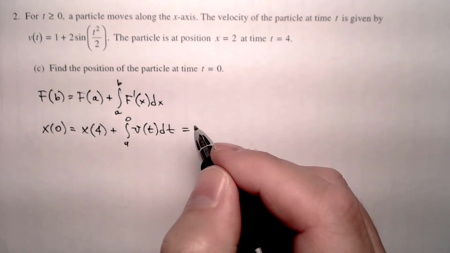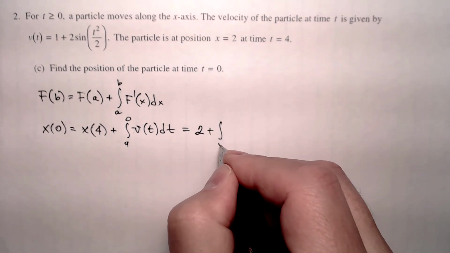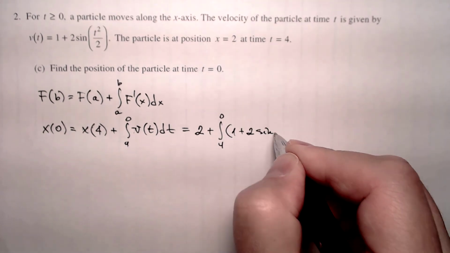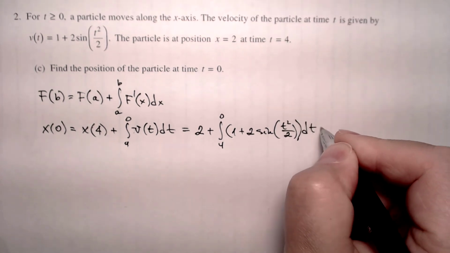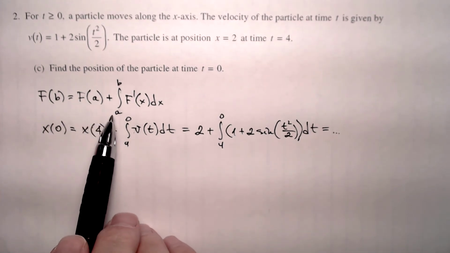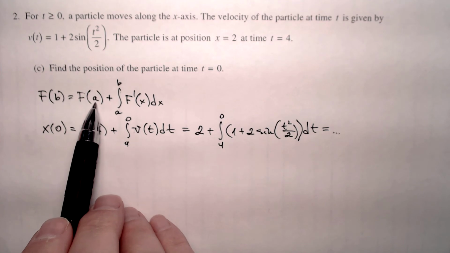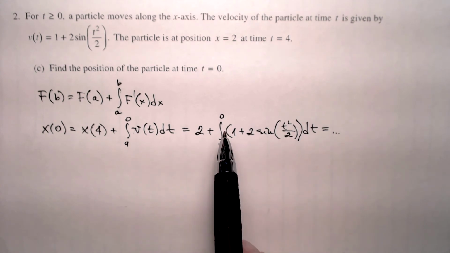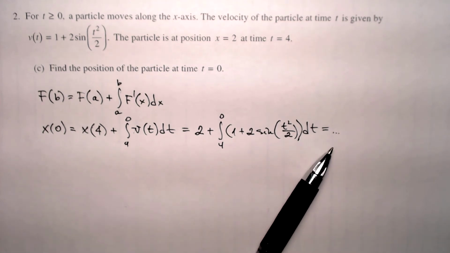And so plugging in those values, x at time 4 is 2 plus the integral from 4 to 0 of 1 plus 2 sine of t squared over 2 dt. And so we need to use a calculator to calculate that. Let's do that next. And note here, it doesn't matter whether a is less than b or b is less than a, as long as this is the order: f of a plus the integral from a to b. So in this case it's the integral from 4 to 0, or if we want to do it from 0 to 4, we need to change the sign here. So let's use a calculator next to calculate this expression.